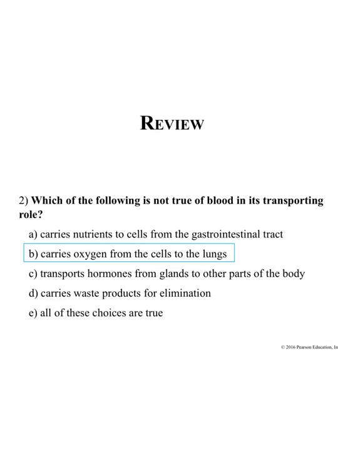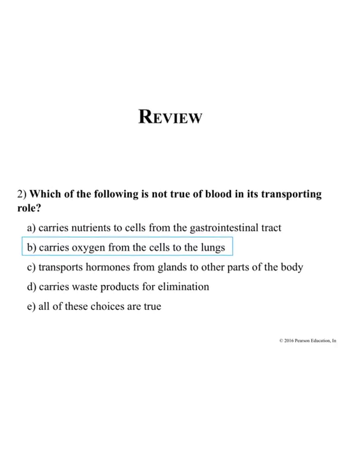Nutrients like glucose and amino acids are carried from the gastrointestinal tract into the blood so it can go to the rest of the body, so that's true. Carries oxygen from the cells to the lungs, that is the opposite. We want oxygen to go from the lungs to the cells, so of course that's the one that's false.